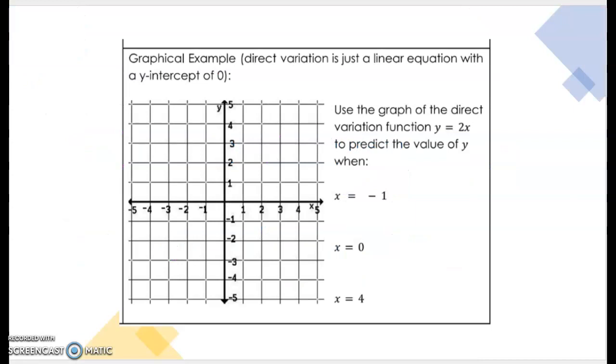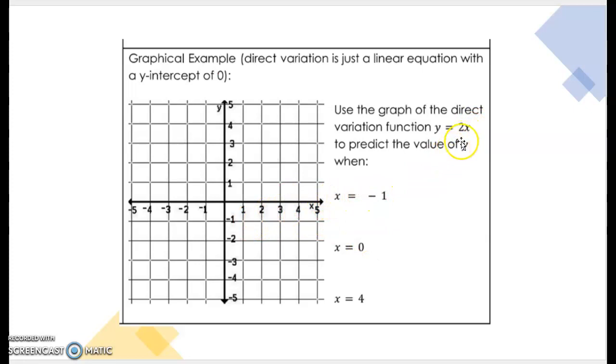Moving on to the next example, this is really just showing you that you did all this before. This should look very familiar. You guys did this in 8th grade for sure, and I think a little bit maybe in 7th grade. Direct variation is just a linear equation with our y-intercept of 0. So you should be able to graph y equals 2x just based on what we've been working on. Here the rate of change or the slope is 2 and our x-intercept is 0.